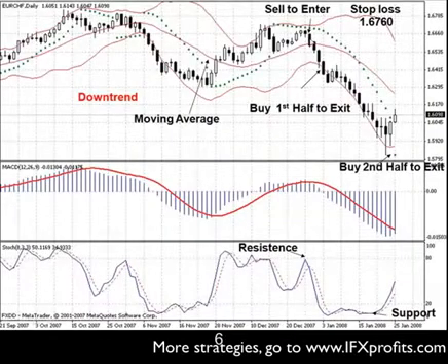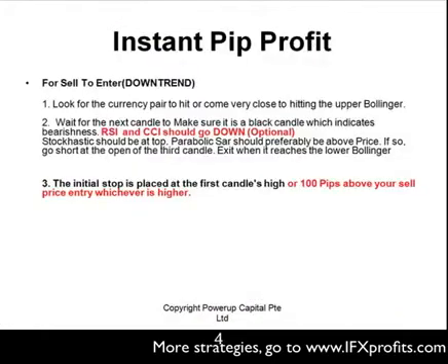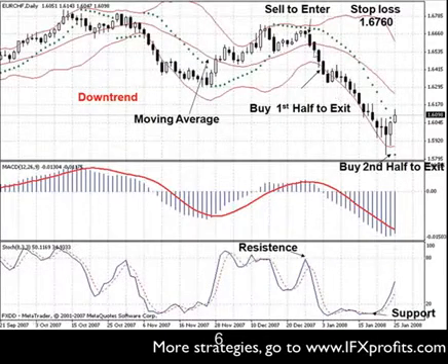So this becomes the third candle. This is where you sell to enter. So parabolic is above, you sell to enter over here. And you exit when it reaches the lower Bollinger. So you notice it has touched down, and it has hit the lower Bollinger. So you enter over here, you exit over here.